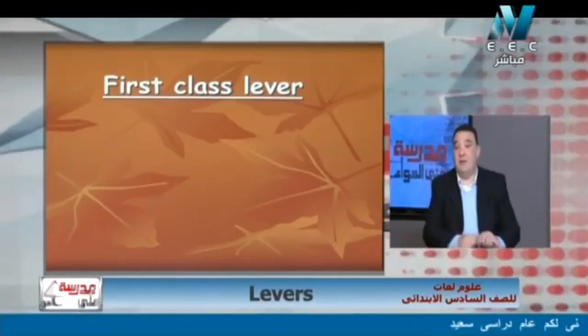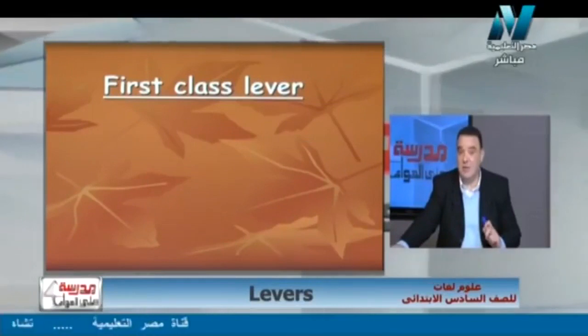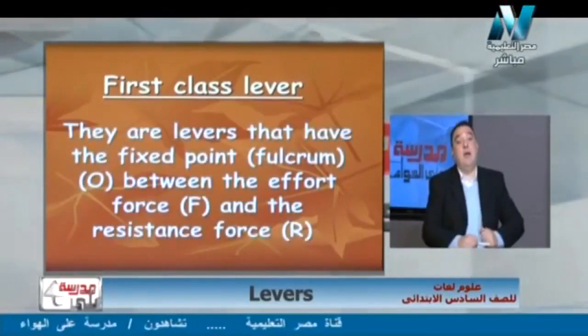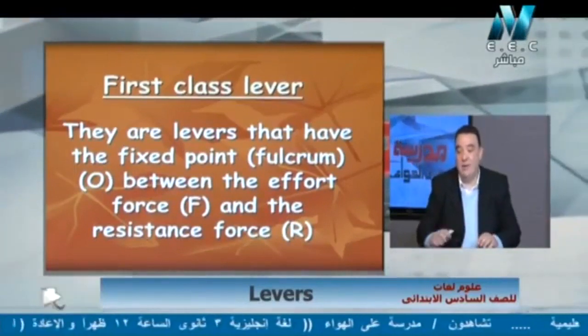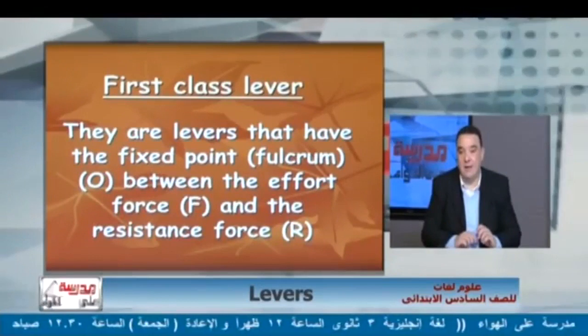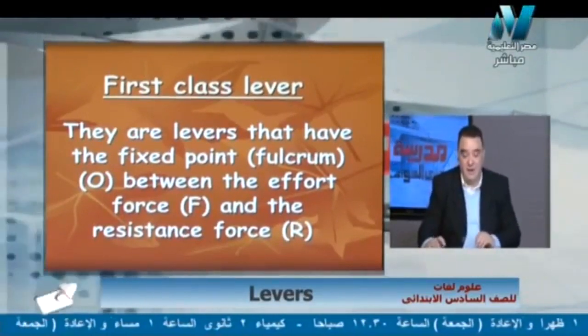So now I have 3 types of lever, which are first class lever, or first type of lever, which are levers that have the fixed point, fulcrum O, between the effort force F and the resistance force R. So to know and understand the difference between the levers, I would draw 3 drawings. From those 3 drawings we will know what the types of lever are and we will recognize and study the definition of each one of them easily. To understand what a lever is and know its types in detail, please concentrate on this drawing.